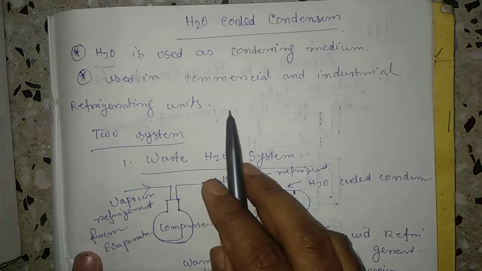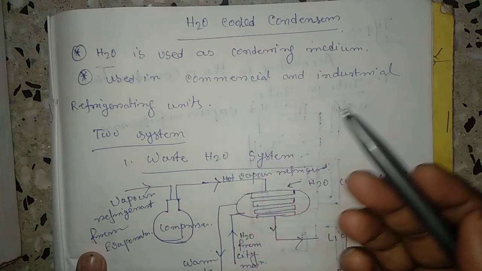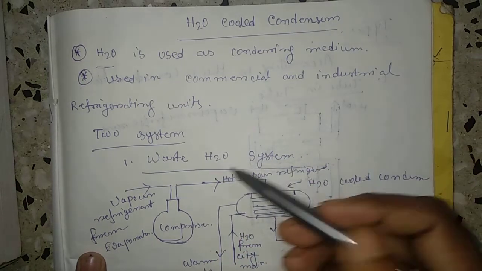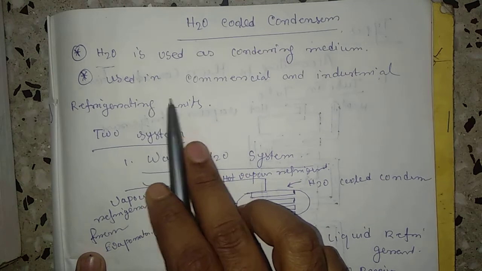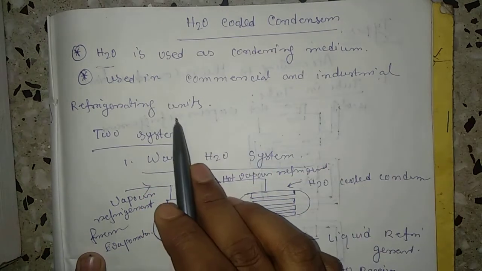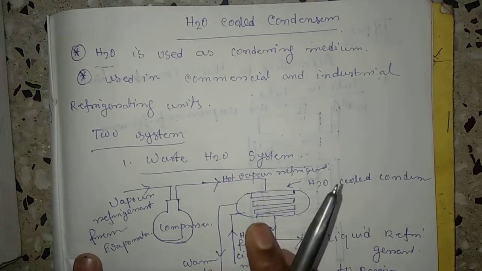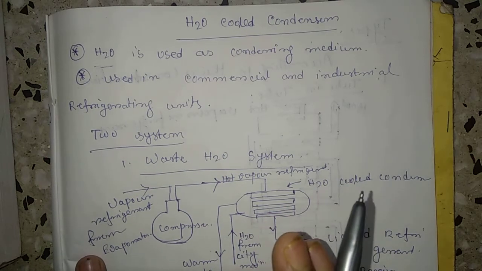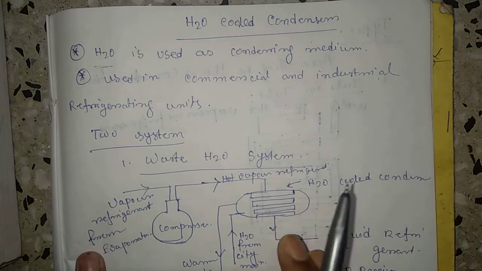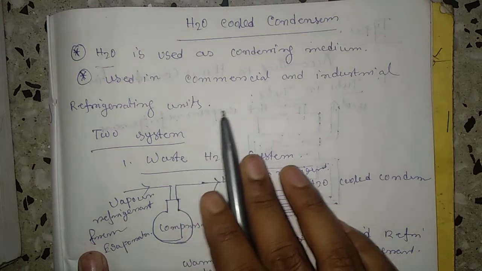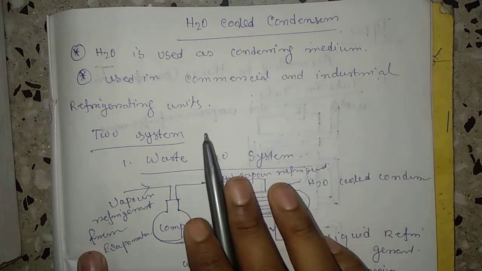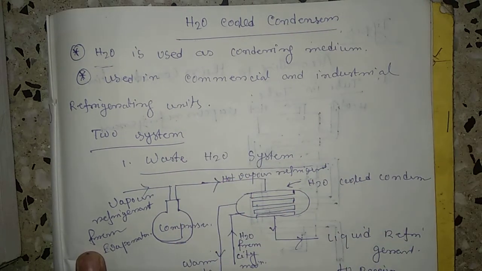But the water-cooled condenser has the highest capacity for condensing, so it is used in commercial as well as industrial refrigeration units. This is the most important difference between air-cooled and water-cooled, and the most advantageous point is that it is used for commercial and industrial refrigerating units. This is the water-cooled condenser.